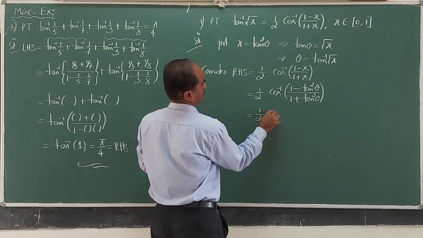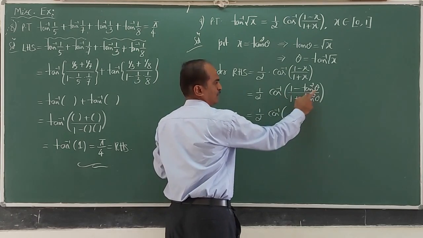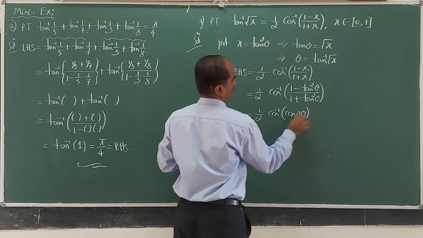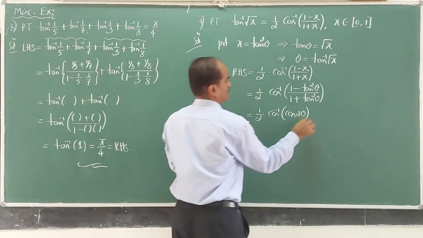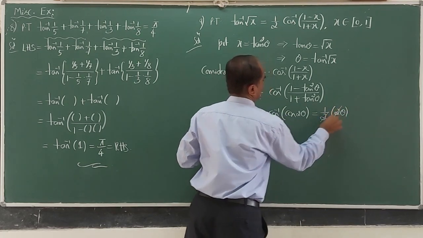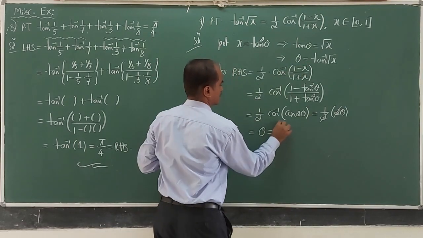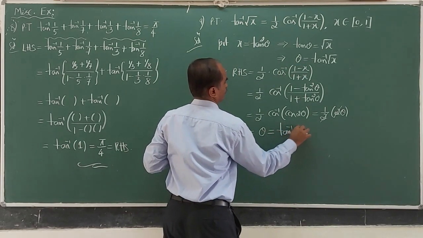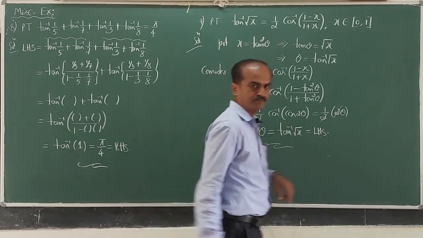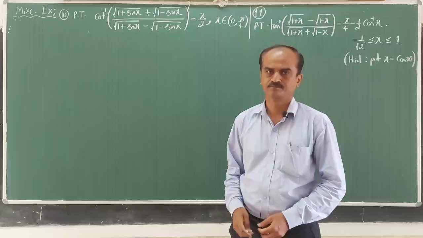It is 1 by 2 into cos inverse of, I hope you remember, 1 minus tan square by 1 plus tan square is what? Cos 2 theta. What is cos inverse of cos 2 theta? 2 theta. Half into 2 theta. 2 gets cancelled. Theta. What is theta? Here it is, tan inverse of root x. That is our required LHS. I hope these two examples you followed. Now let us take next question.